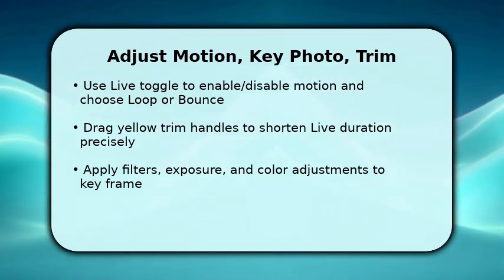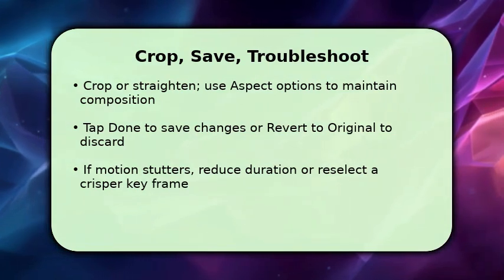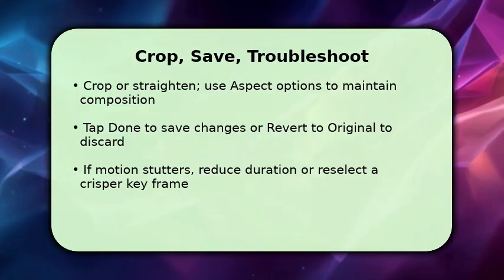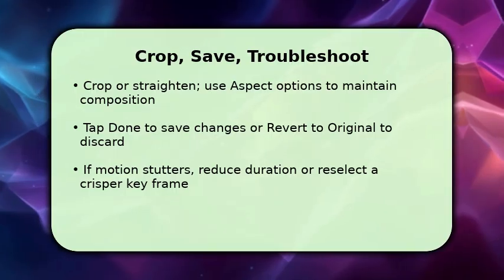Finish by cropping and straightening to improve composition. Choose an aspect ratio if you need a fixed crop for sharing. Tap Done to save the photo with motion intact, or use Revert to Original if you need to start over.